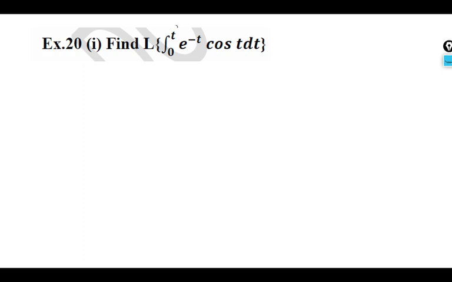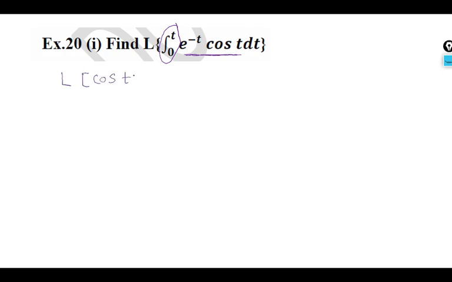When the limits are 0 to t, the Laplace of an integral is just division by s. So we have to break the function now. First we have to find the Laplace of f of t, and at the end the Laplace of the integral is a division by s property. So start with the Laplace of cos t first.